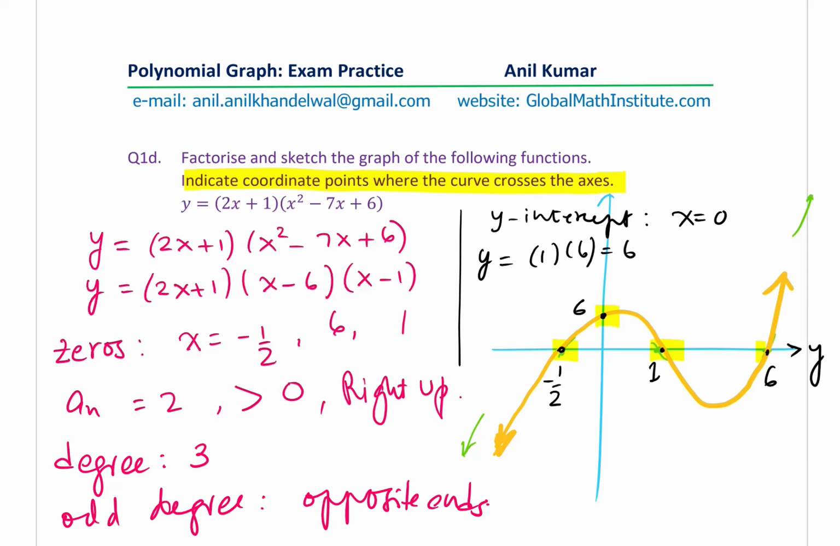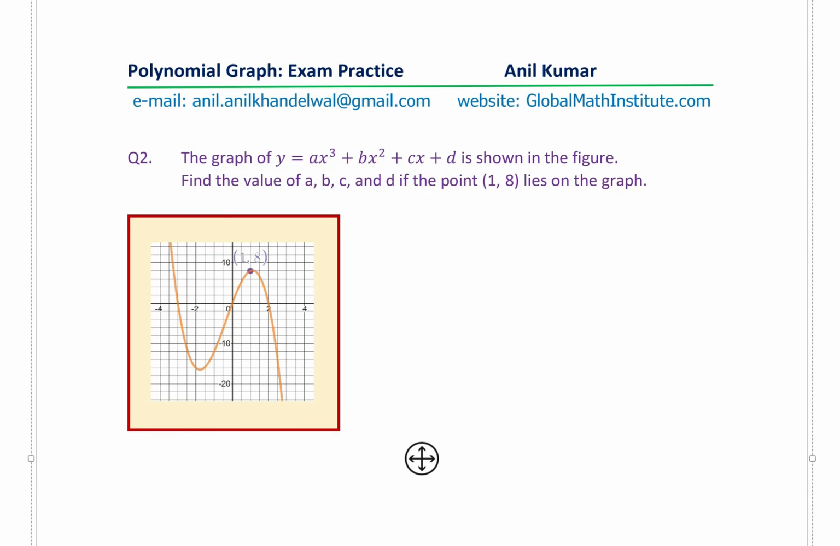Perfect. Now let's take the last question here, which is the graph of y equals to ax cubed plus bx squared plus cx plus d is shown in the figure. Find the values of a, b, c, and d if the point 1, 8 lies on the graph. So this point here is given to us as 1, 8. What can we do? Well, let's write down the factored form from the given zeros. There are three linear zeros, right? We have three linear zeros.